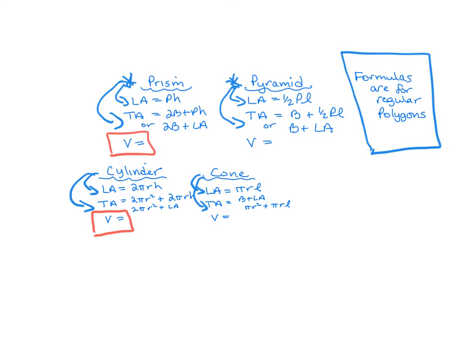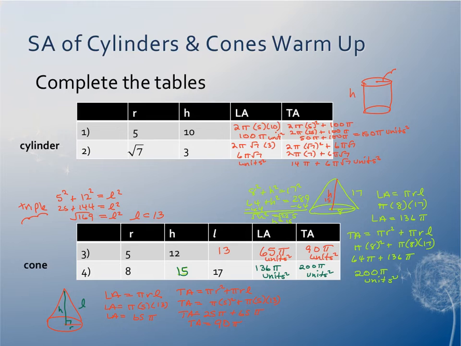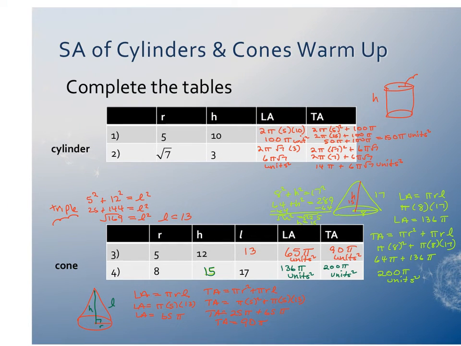Remember, I wrote down the formulas. So let's use them. This is the warm-up for cylinders and cones. On this slide back here, for number 1, it asks you to find the lateral area. Remember, the lateral area formula for a cylinder is 2 times pi times radius times height. Remember, this is the circumference, and then you multiply it by the height. So that's what we're using in this column.